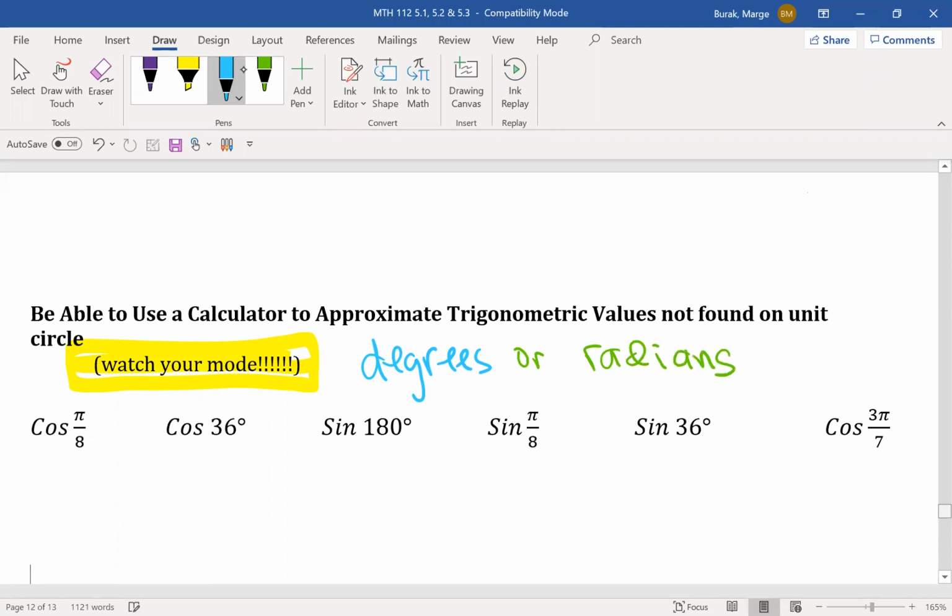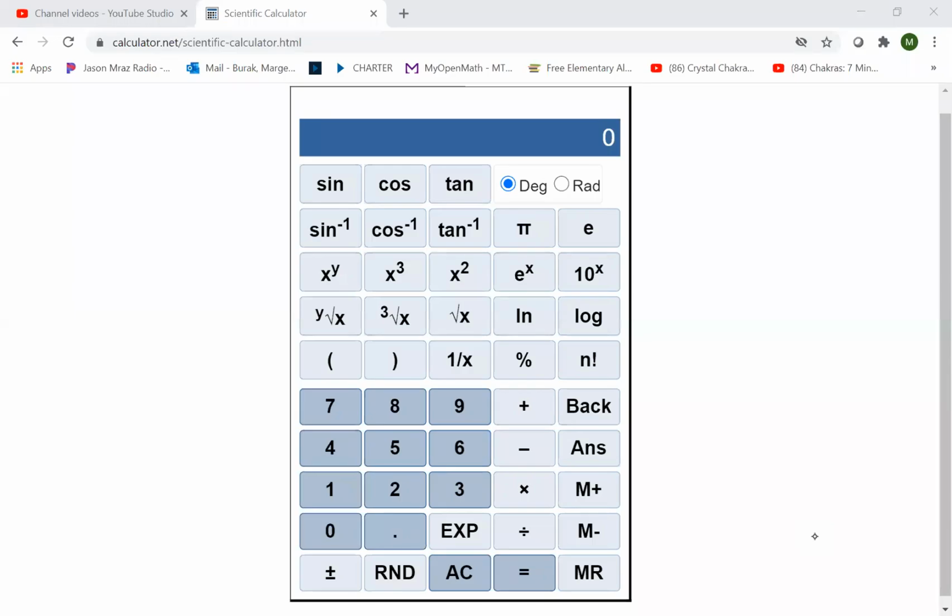Now I'm going to pull up a calculator that I like to use. And that one is, you can find it at calculator.net, and it's scientific calculator. Okay, so I'm going to do, first of all, cosine of pi over 8. So we go cosine of, and there's my pi divided by 8.